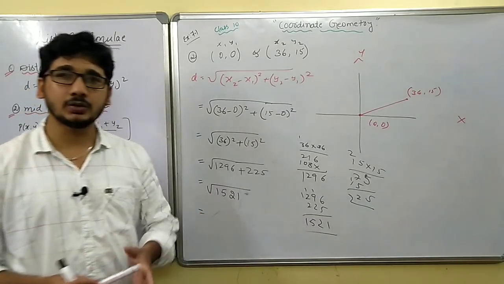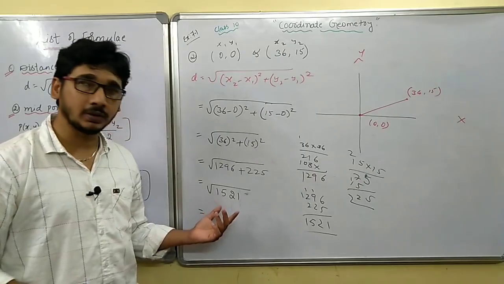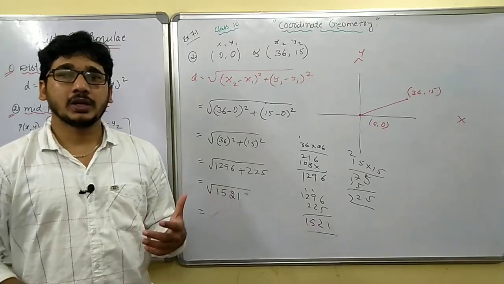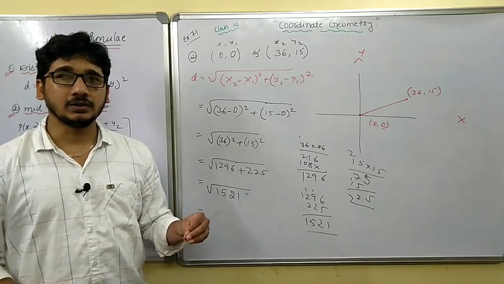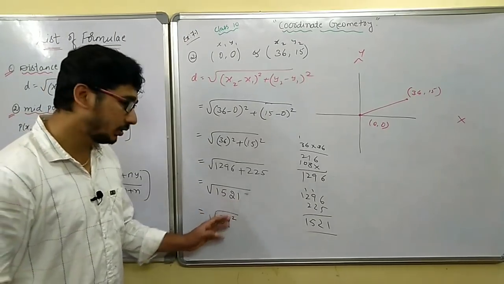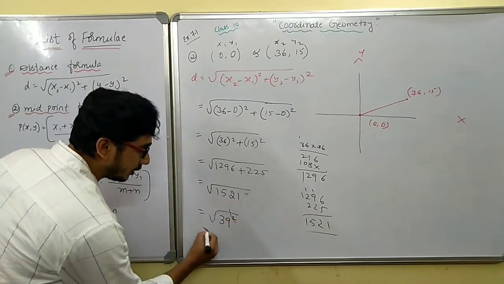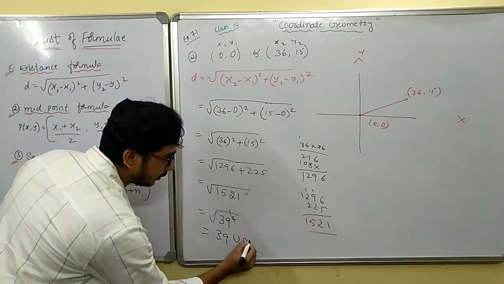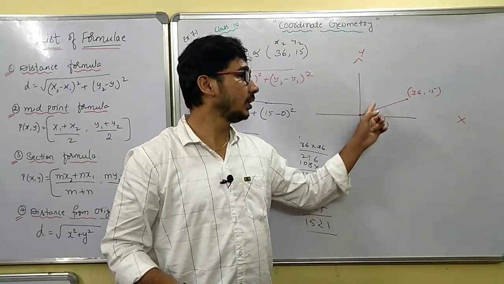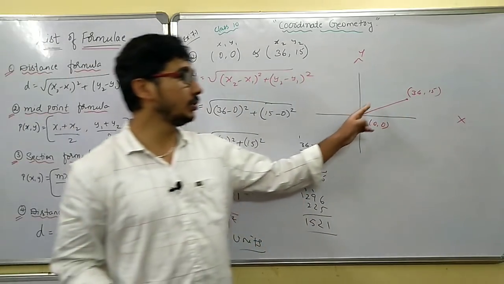Okay, there is a trick to find out the roots when the numbers are given. For that I'll take it in a separate video. I'll explain how to take out the roots. It is very simple and easy. You have to know some tricks. So root of 1521 is how much? 39, because square and root get cancelled. So 39 units. In the sense, from here to here the distance is 39 units.